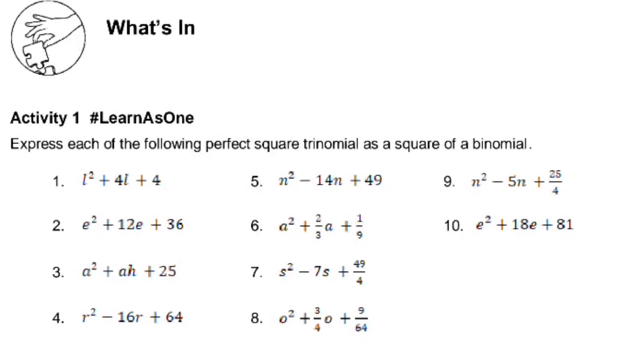Then what's in? Activity 1, Learn as 1. Express each of the following perfect square trinomials as a square of a binomial.